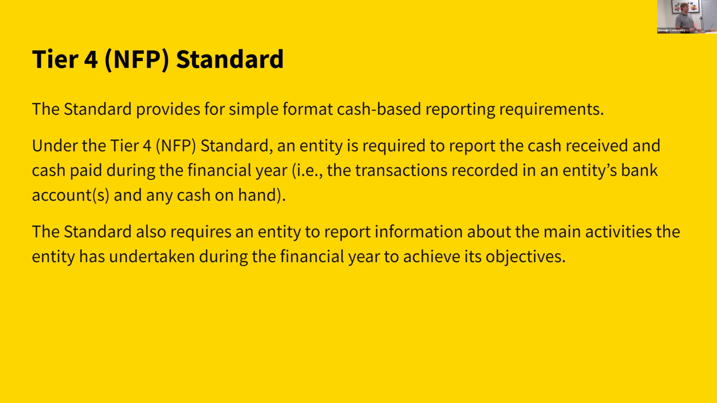The Tier 4 standard also requires an entity to report information about the main activities the entity has undertaken during the financial year to achieve its objectives. The purpose of this is you've got to report on activities that your charity has performed and the purpose that your charity is really serving to the wider community, or its function as a charity or an incorporated society.